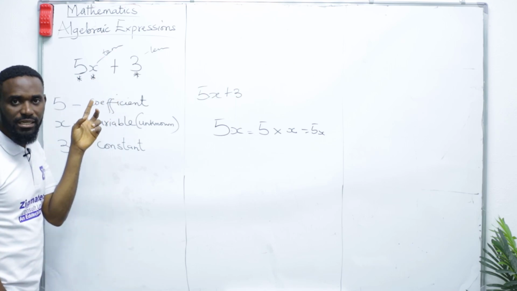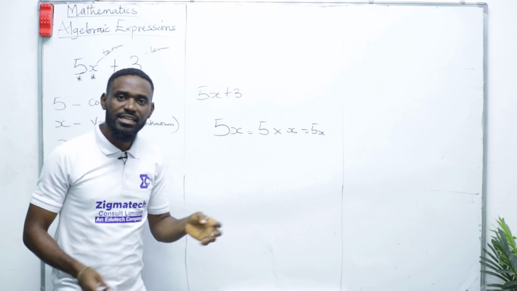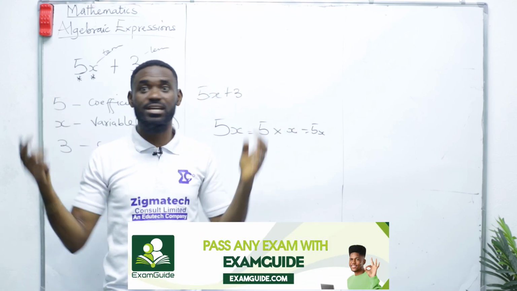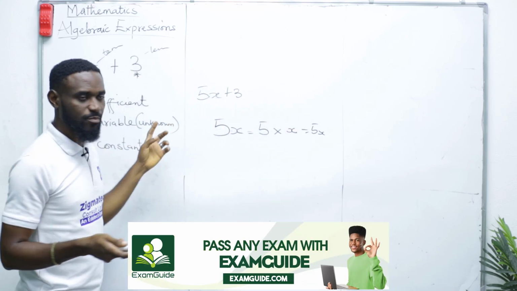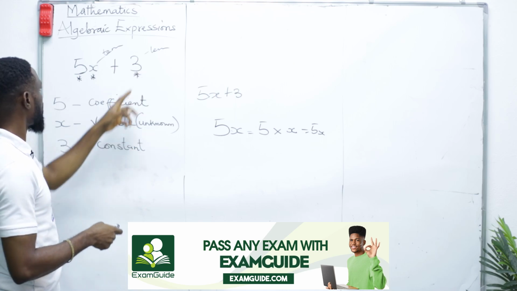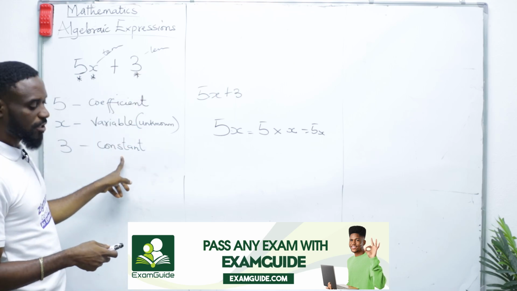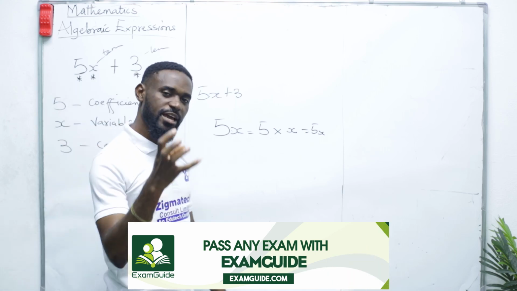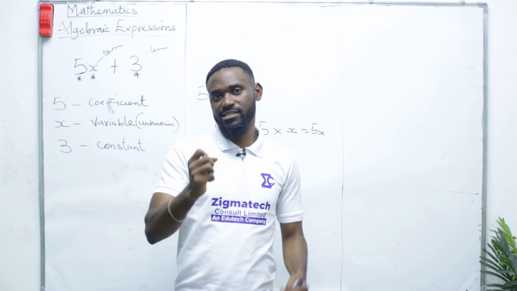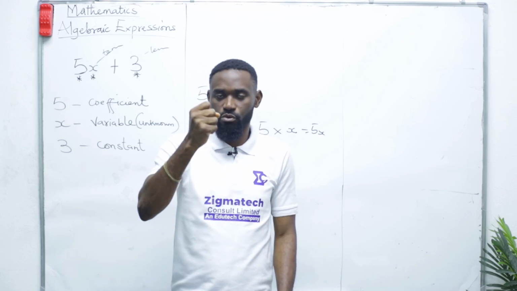It can be 1, it can be 2, it can be 3, it can be 20, it can be 30, 50, 100, anything. It can be anything. Do you understand the point? Why? This one, which we call a constant, is a known value that stands on its own and it is known.